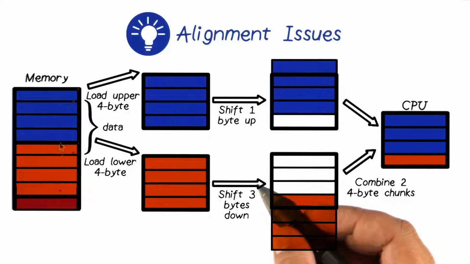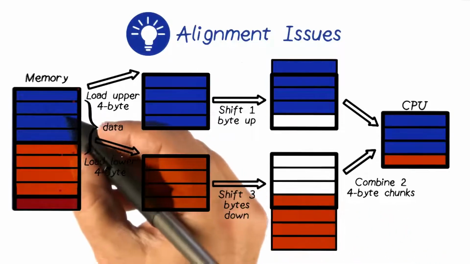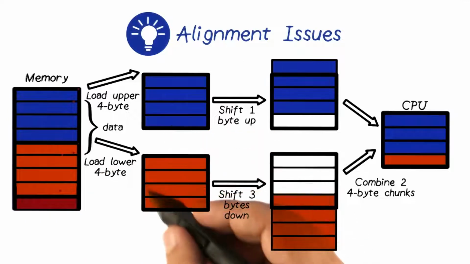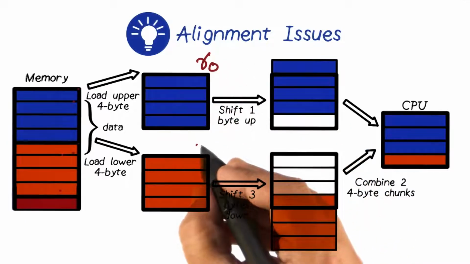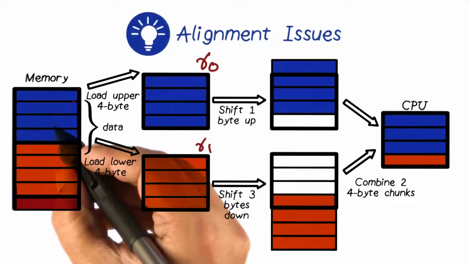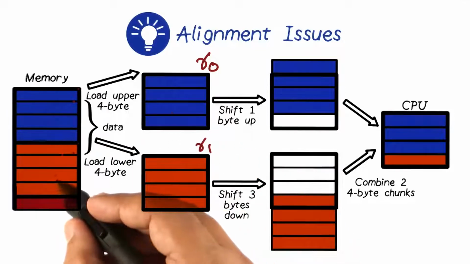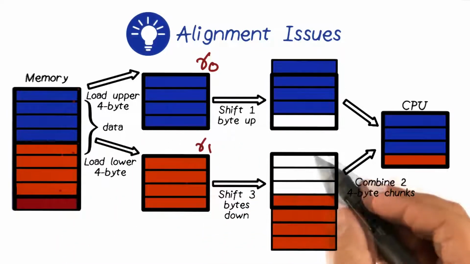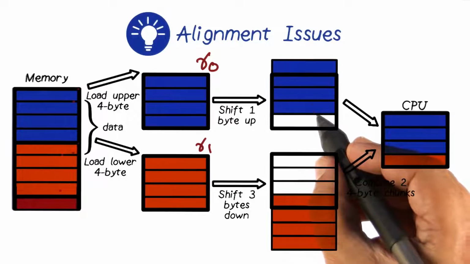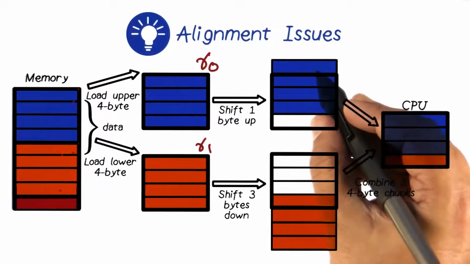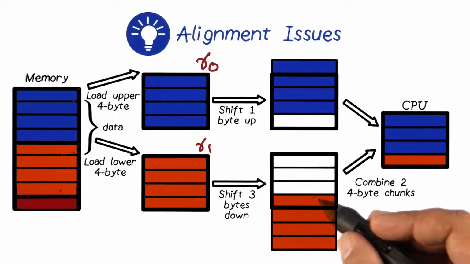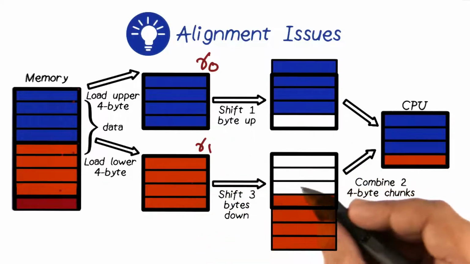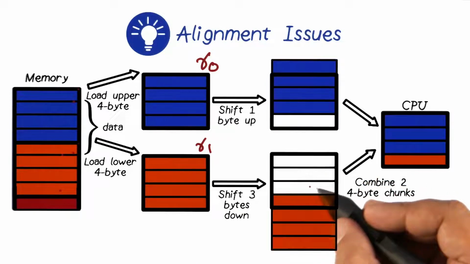What we do in such cases is we load the 2 parts of the memory into a register pair which looks like this. Let's say this is register R0, and this is register R1, which is a register pair. We loaded the blue part in register R0 and the brown part in register R1. Having done that, we shift register R0 by 1 byte to create room for the data over here. In a similar way, we shift register R1 down by 3 locations to create room for data over here.